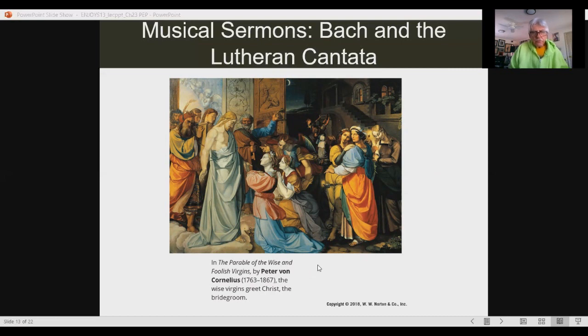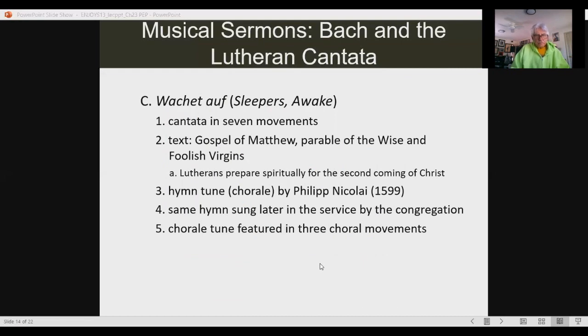This is related to the message in the cantata that we're going to sample. This cantata, called Wachet auf, Sleepers Awake, has 7 movements. And the chorale, the tune that everybody sings, was actually written in 1599. Remember, Bach wasn't born until 1685. So this chorale tune by this man, Bach used it in 3 of the 7 movements, which have elements of this music from 1599.